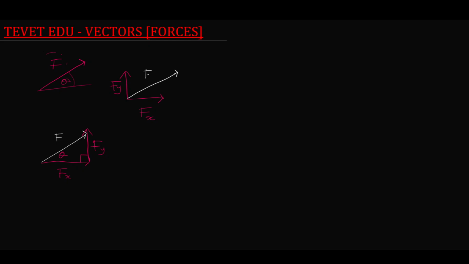From our trigonometry, we remember that this right angled triangle will have the opposite, because this is the opposite to the angle. Let me write using a different pen. So this one will be the opposite, this one will be the hypotenuse, and this one will be the adjacent side, like that. And we can use SOHCAHTOA to find expressions for Fy and Fx in terms of the force F and the angle.